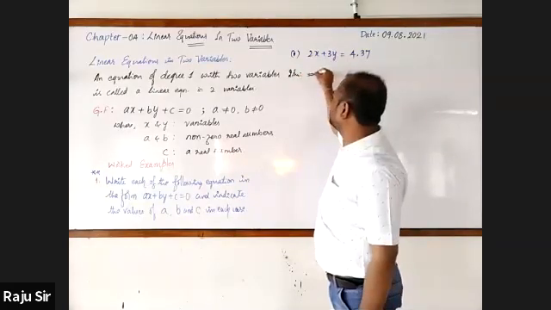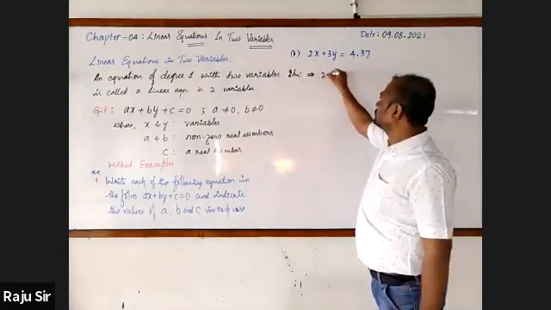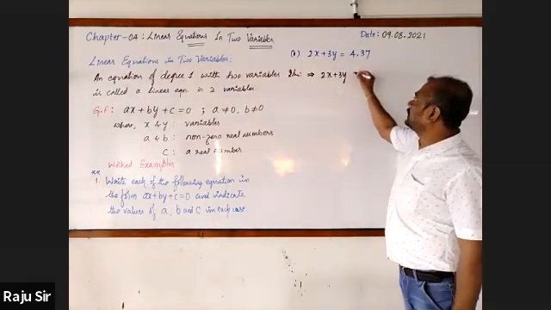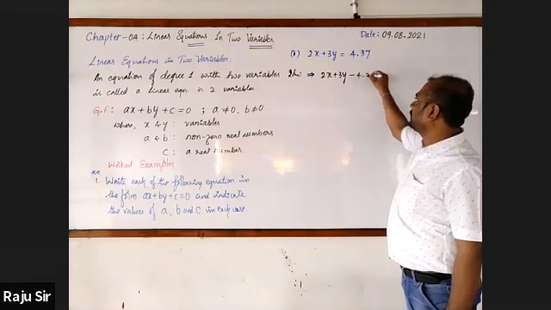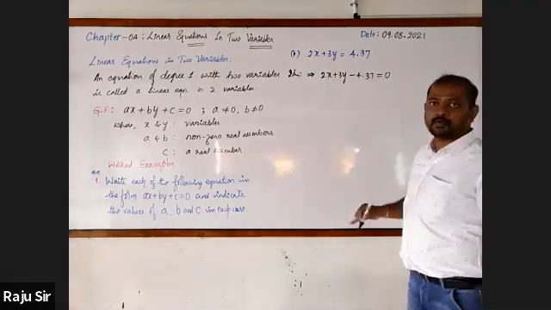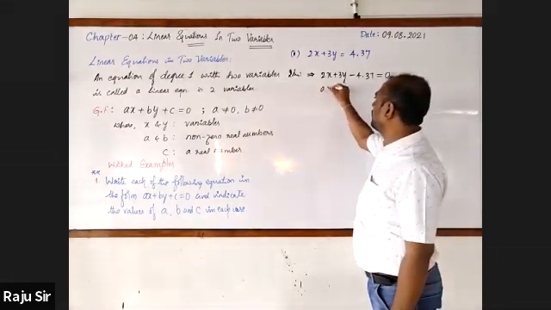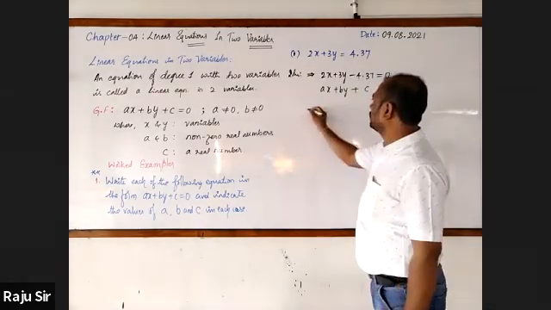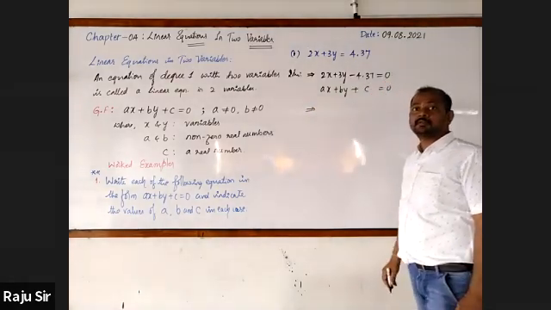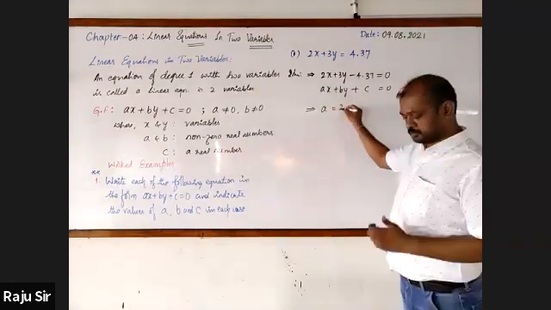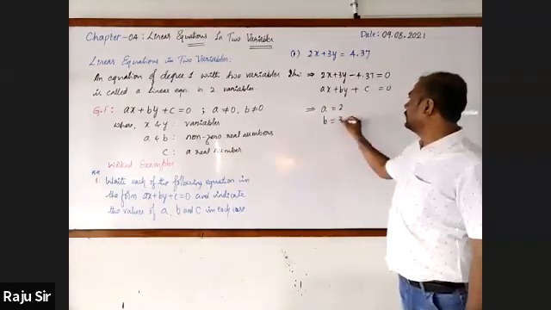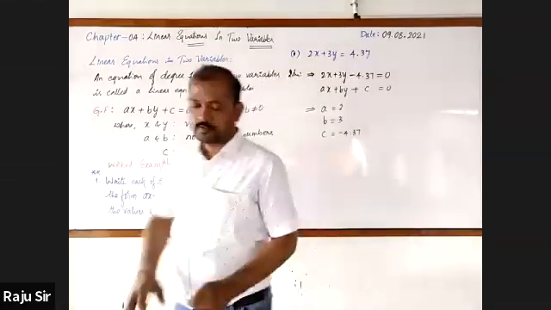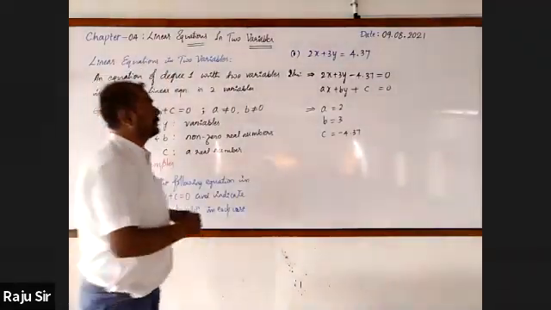Every term should be written on the left hand side equal to 0. 2x plus 3y already they are given. Transfer 4.37 to the left hand side, it becomes minus 4.37, which is equal to 0. And this is of the form ax plus by plus c equal to 0. Now let us indicate the values. What is a? 2. B? 3. C? Minus 4.37.